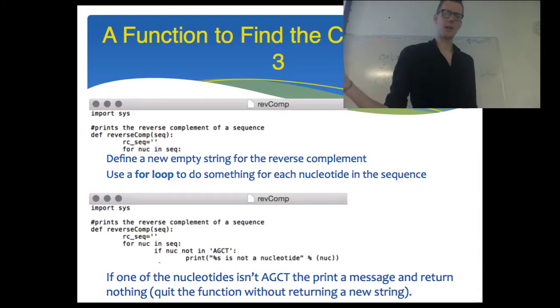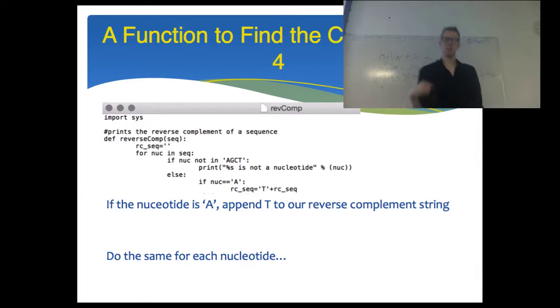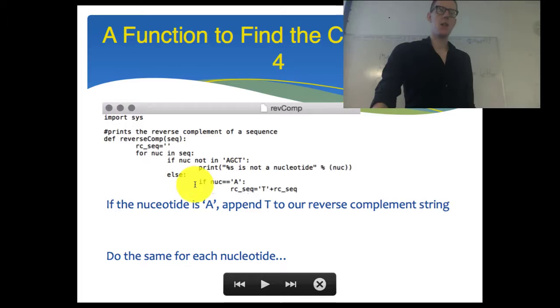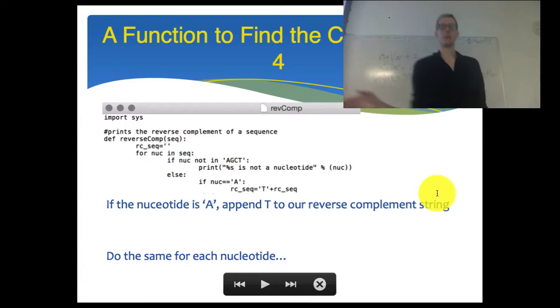Okay, so we've dealt with the case where we have an invalid nucleotide. So let's begin to deal with the valid ones. So I have if the nuke is not in AGCT, let's print that it's not in AGCT. Then I have an else, which says, I know now that I have a valid nucleotide, so I have a colon, a new line, and an indentation again. Then I check which nucleotide I have.